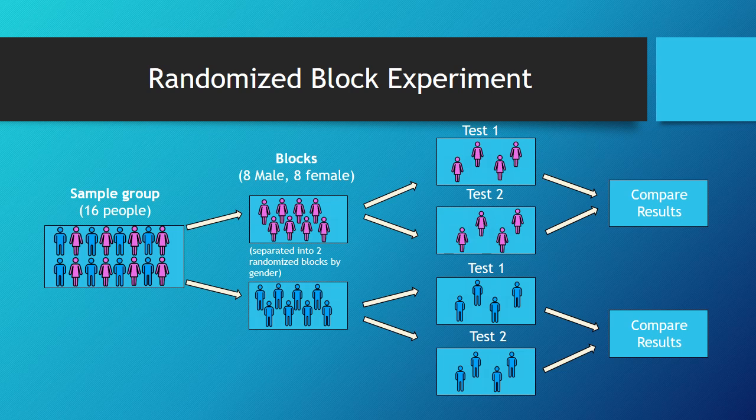In the example displayed on the slide, I've created a diagram that explains the process using randomized blocking on a population. Since gender is the nuisance factor, the two genders, male and female, are separated into two blocks. From here, the two blocks will be randomly chosen to fall into one of the two test groups. The two different test groups go under different treatments. Test 1 and Test 2 are the same for both genders. The only difference is that the nuisance factor, gender, is removed. After the experiment is conducted, results are then compared between test groups.